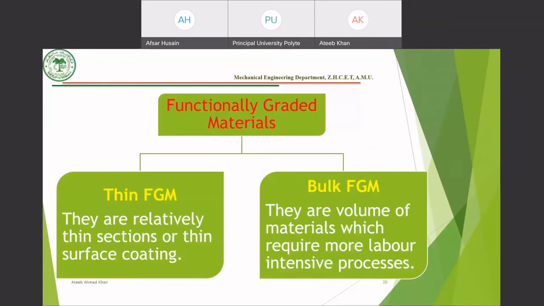Now coming to the manufacturing part, as I told you, there are two types of FGM from the manufacturing point of view. The first one is thin FGM and the second one is bulk FGM. Bulk FGM is basically your complete FGM, the structures which I have already shown, where the composition is changing gradually over some dimension or over the volume. And thin FGM is basically a relatively thin section. The composition is changing in that also, but it is a relatively thin section, and it is used as a surface coating over some existing material.